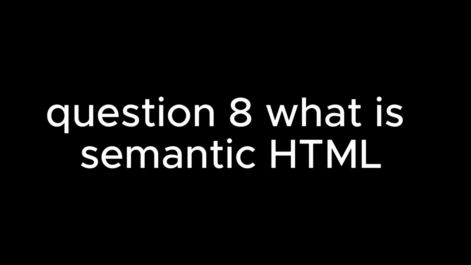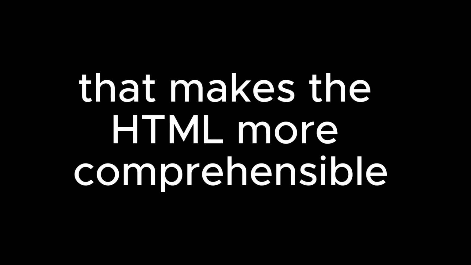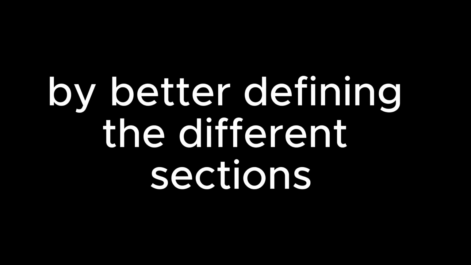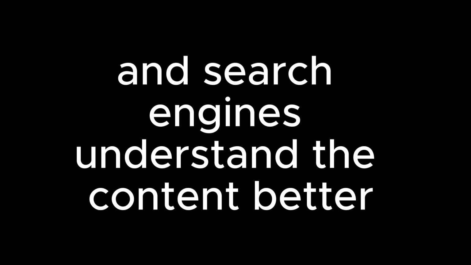Question 8. What is semantic HTML? Answer. Semantic HTML refers to syntax that makes the HTML more comprehensible by better defining the different sections and layout of web pages. It makes web pages more informative and adaptable, allowing browsers and search engines to understand the content better.